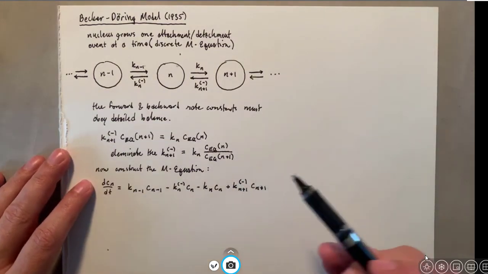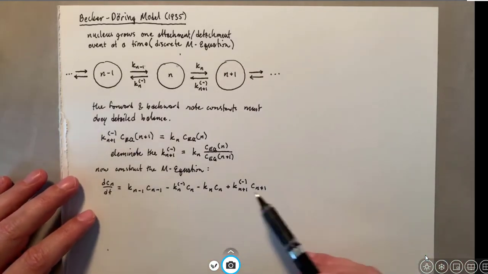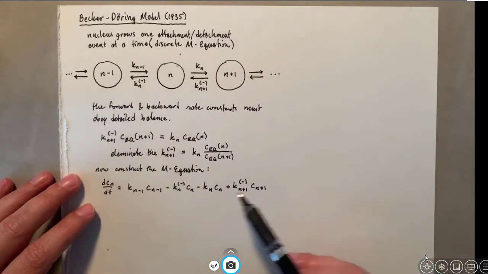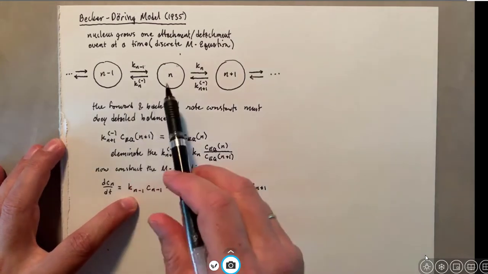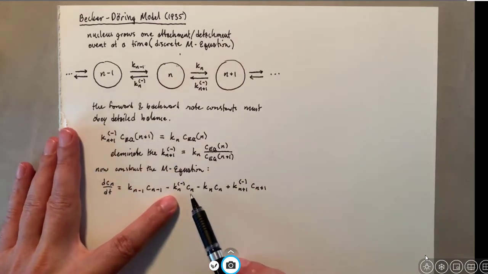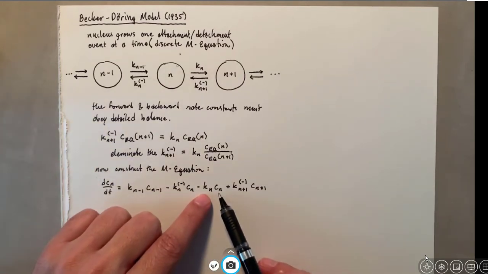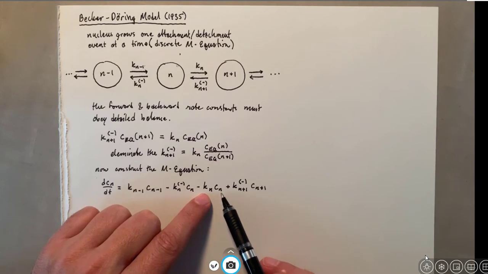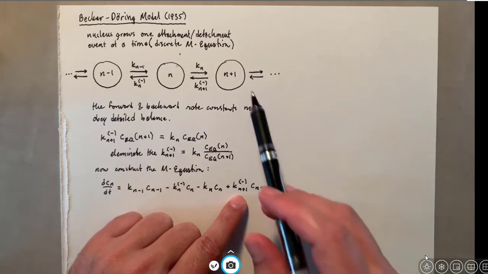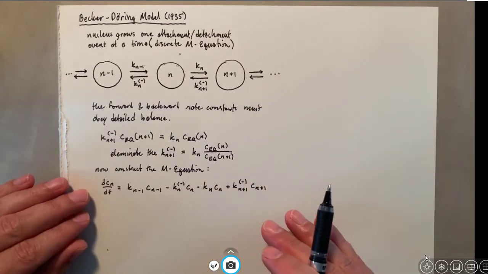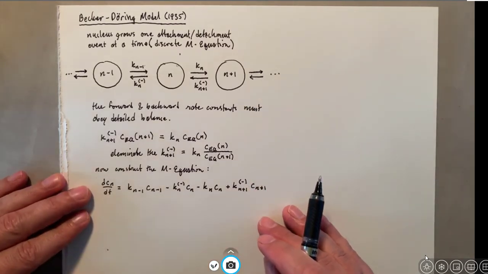And instead of trying to write down a matrix, we'll just keep track of the 4 terms that are involved at every state, right? So we have an attachment from nuclei smaller than n, generating nuclei of size n. We have detachment from nuclei of size n, removing them. We have attachment at size n that removes nuclei of size n, and we have detachment from nuclei larger than n.